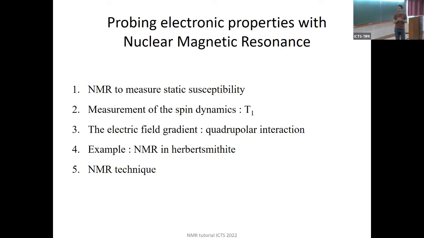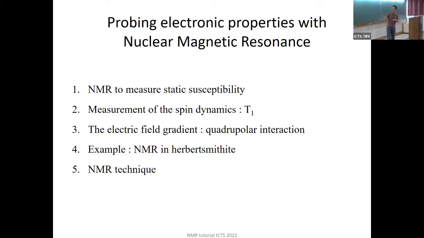Okay, so I will try to tell you how you do that and why you would like to do that rather than using a standard SQUID. You can use NMR to measure also the spin dynamics, so you have a view on the excitation of your system. That's through a relaxation process called spin-lattice relaxation, that's this T1, so I will explain to you what it is and what you really measure with that. That's the main part of the talk.